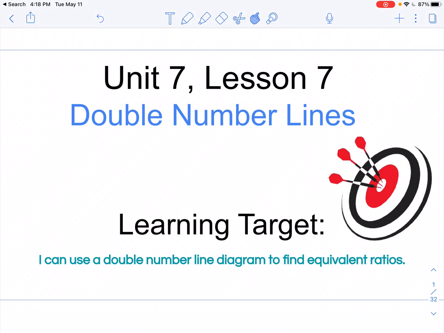Today, Unit 7, Lesson 7, Double Number Lines. Our learning target: I can use a double number line diagram to find equivalent ratios.